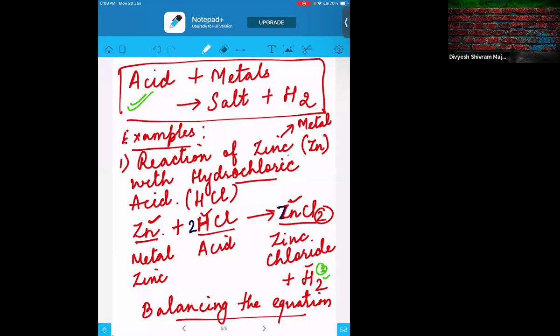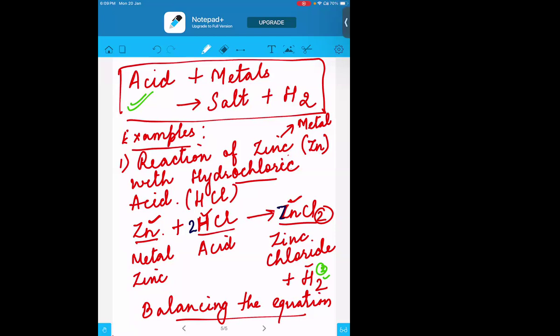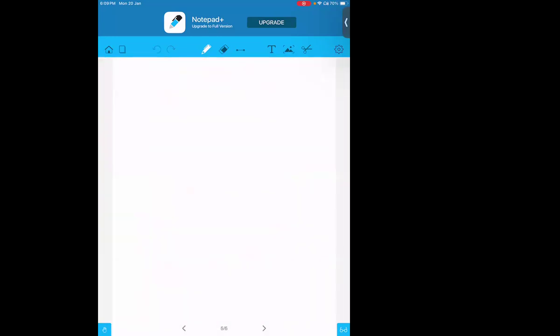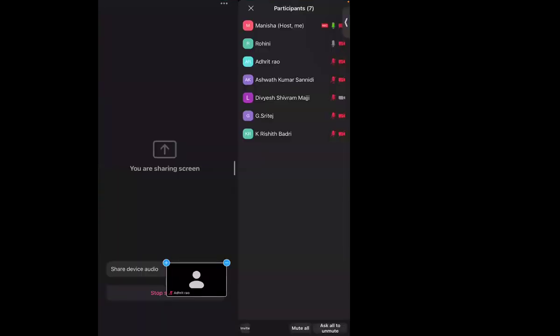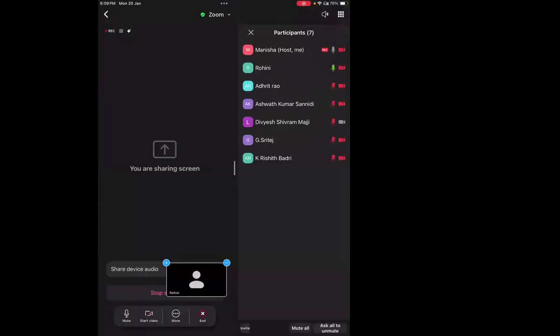Rishit? Yes, ma'am. Can you explain once again how we got the 2? I didn't understand how we got the 2. Which 2 are you talking about? The chlorine 2, in HCl2. Okay, and who asked me this question? Rohini. Okay.